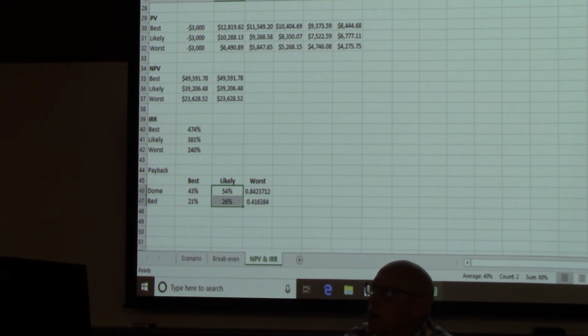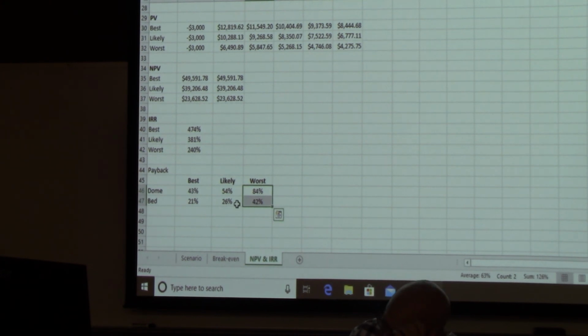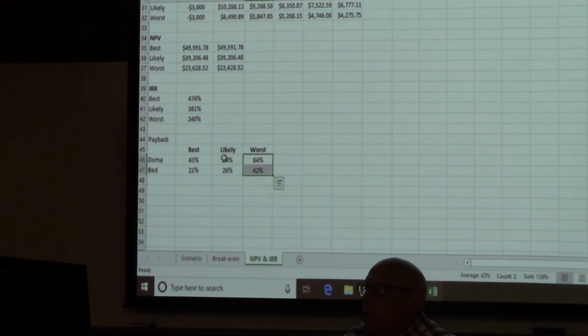So let's see what we got here. So even under the worst case scenario, in less than half a year, we pay the bed back. Okay? Takes a quarter of a year to pay under the likely. So we make it up pretty quickly. What else? Payback, net present value, internal rate of return. That's best case, likely case, and worst case.